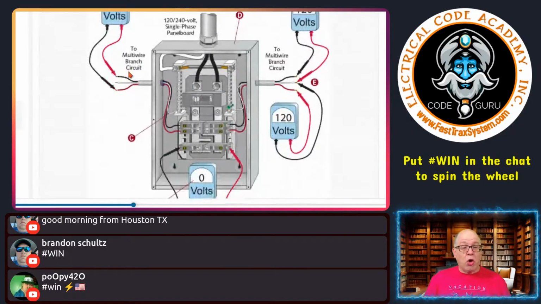Also, in order to achieve this, a lot of people ask, can I do this out of separate panels? Absolutely not. To do a multi-wire branch circuit, they have to originate in the same panel. So in this case right here, all of these multi-wire branch circuits originate in the same panel and then go out to various junction boxes, and they may split off from there, whatever. But they originate from right here.